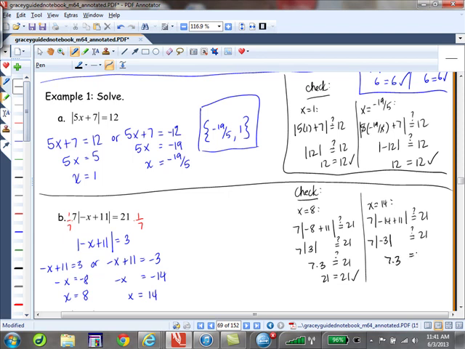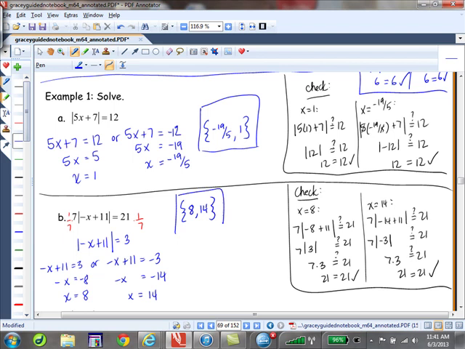7 times 3. Is that equal to 21? 21 equals 21, and it checks out. So we get two results that work. We get 8 and 14. All right.